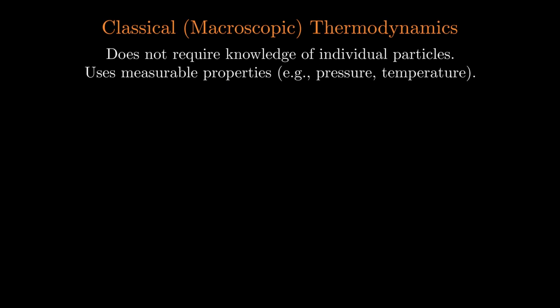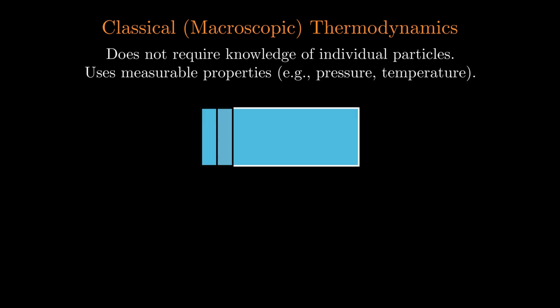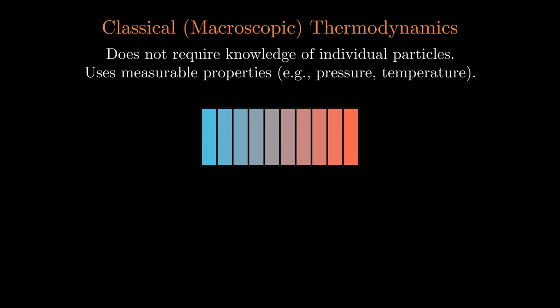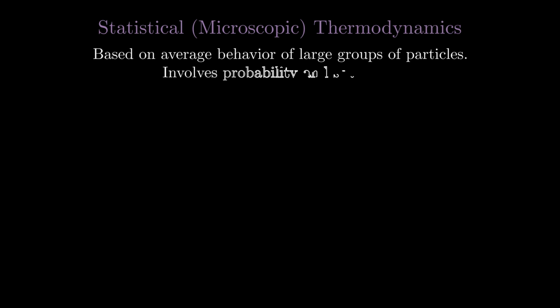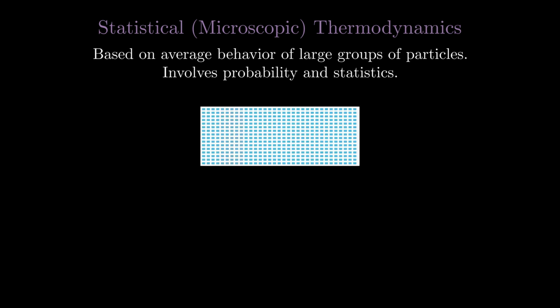Thermodynamics can be studied in two ways. The macroscopic approach looks at the big picture using things we can measure like pressure without worrying about molecules. The microscopic approach zooms in. It looks at the behavior of individual particles using statistics to explain how energy moves.